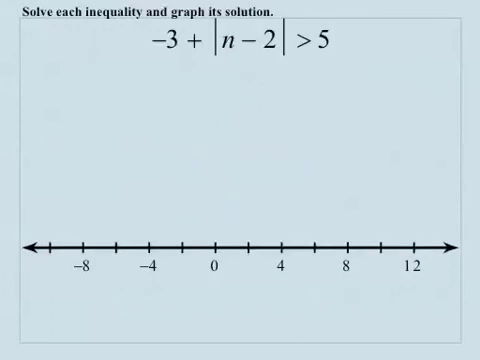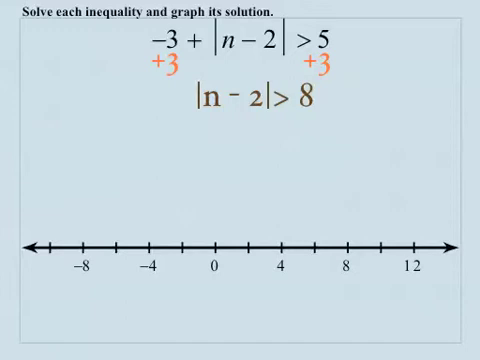The next example says solve each inequality and graph its solution. Notice in this case I have a negative 3 plus the absolute value of n minus 2 is greater than 5. My absolute value is not isolated yet. I have a negative 3 plus the absolute value. I need to get rid of the negative 3. To get rid of a negative 3, I have to add 3 to both sides. When I add 3 to both sides, I get the absolute value of n minus 2 is greater than 8.